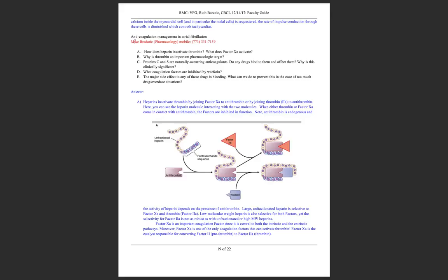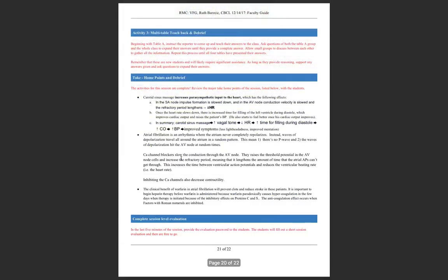And then Mike has an anticoagulant coagulation management question. I will fill in the number here. So this is question 2. And he asks really questions about the mechanism of action of heparin and warfarin, and about the side effects. So this is mostly clinical pharmacology, but there's some mechanism here. And he's got a fairly long explanation here. And then we have our take-home points and debrief.